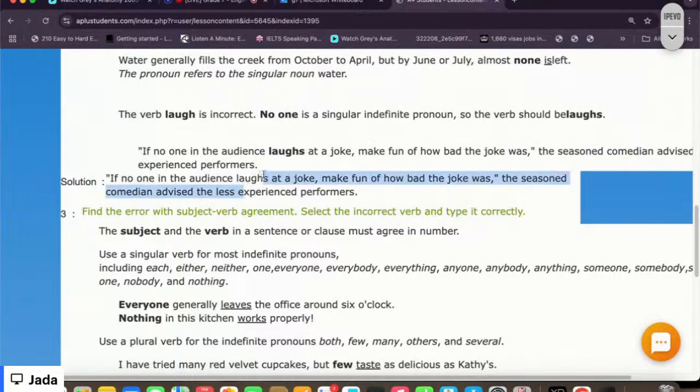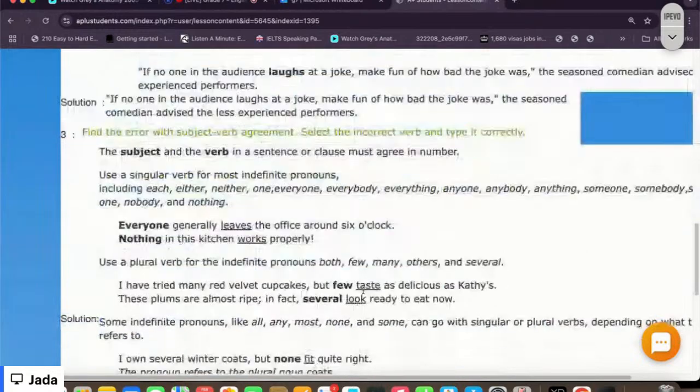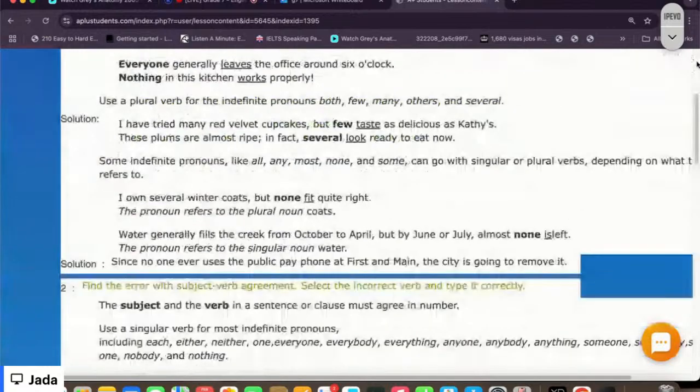So no one. Remember that no one is a singular indefinite pronoun. Remember that all of this over here are considered the singular indefinite pronoun, and then we have both, few, many, others, and several that are the plural. Then we have the ones that can be both plural and singular, which is all, any, most, none, and some. So all this can be either singular or it can also be plural. So we'll move on to the test now.